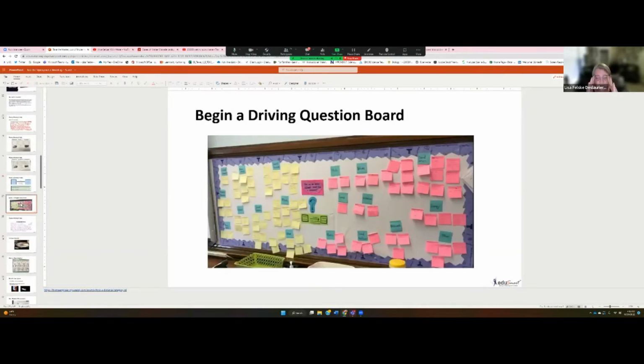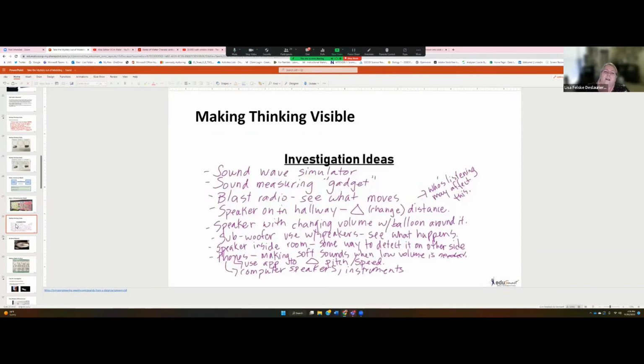And one thing I like to do before you have the kids start to investigate is set up a driving question board. And so all kinds of things came up on this driving question board. Questions about the waves, questions about sound receivers. Some people have some music background, so this has something to do with pitch. And then what about the volume? What about the speed? So you can see that they just have a lot of questions, which is also good.